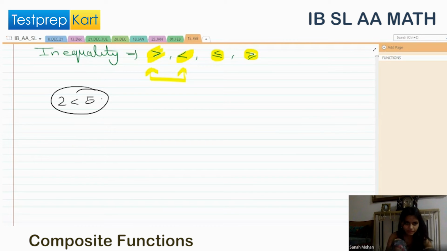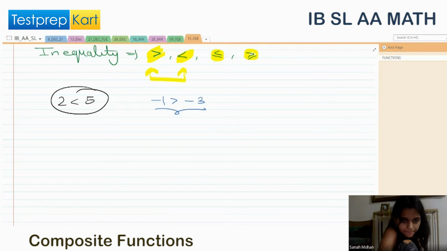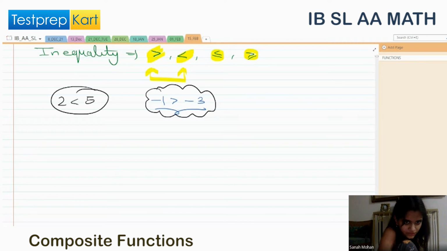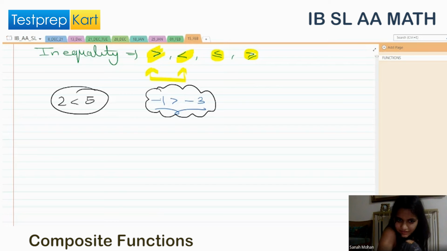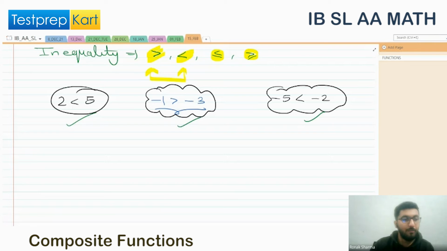Yes, minus 1 is greater than minus 3. Are you sure? Minus 1 greater than minus 3. Is it correct? Yes. Minus 5 less than minus 2. Is it correct? Yeah, good. So I can see that inequality helps me in what? In comparing the terms that are not equal to each other.